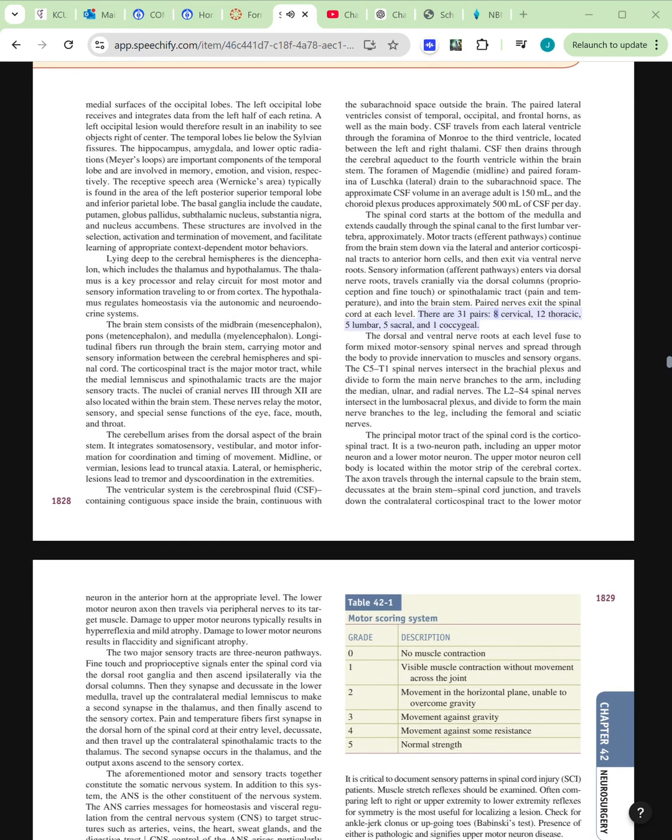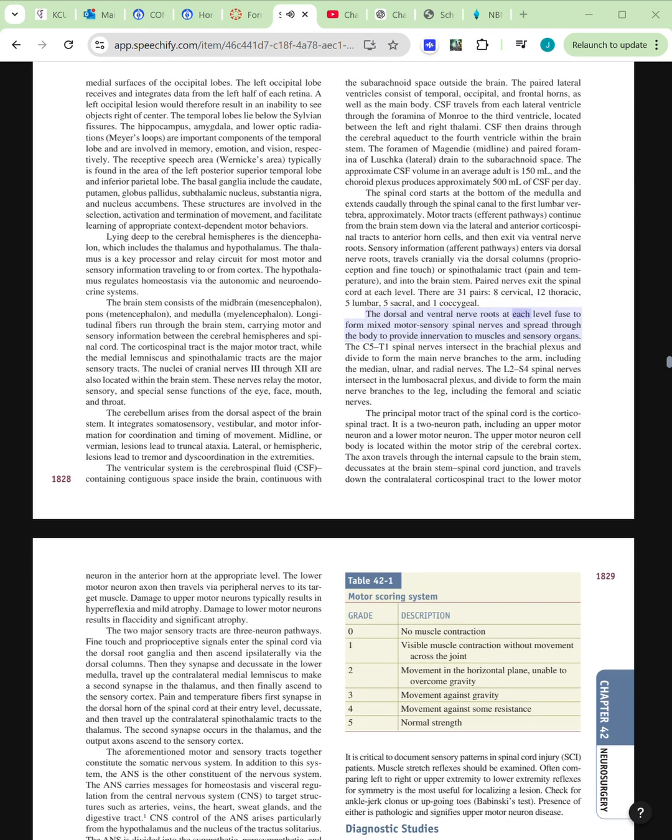Paired nerves exit the spinal cord at each level. There are 31 pairs: 8 cervical, 12 thoracic, 5 lumbar, 5 sacral, and 1 coccygeal. The dorsal and ventral nerve roots at each level fuse to form mixed motor sensory spinal nerves and spread through the body to provide innervation to muscles and sensory organs.